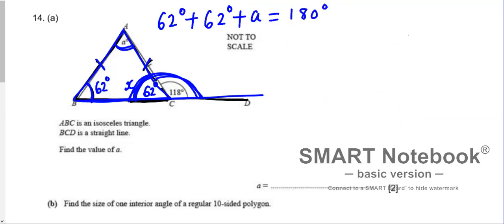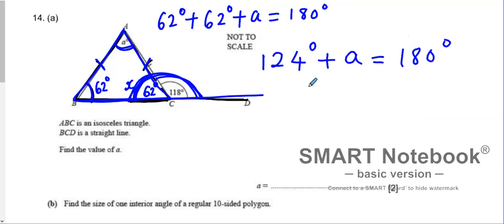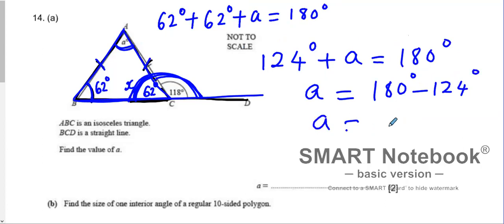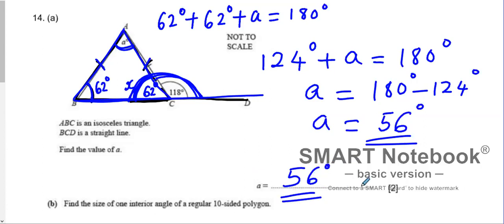Now, how do we move on from here? 62 plus 62 makes 124 degrees, plus A equals 180 degrees. So to find the value of A, we subtract 124 degrees from 180 degrees. This will give you somewhere around 56 degrees. Checking, that is correct. So A will be equal to 56 degrees. So that is the value of A.